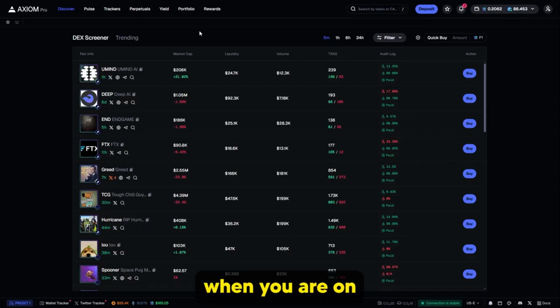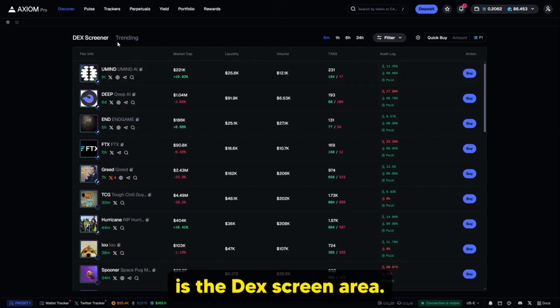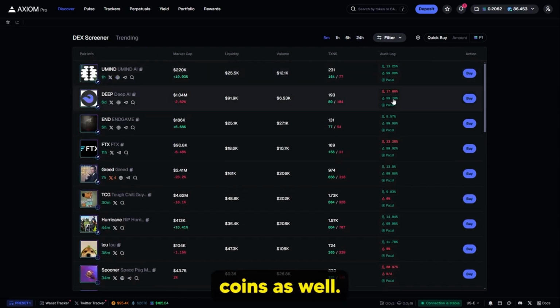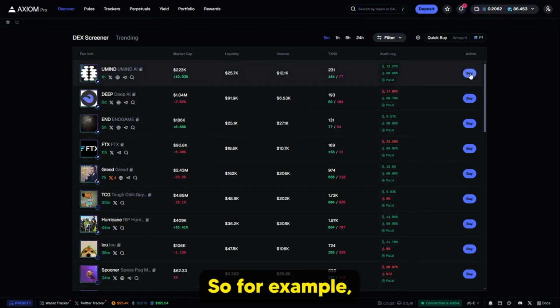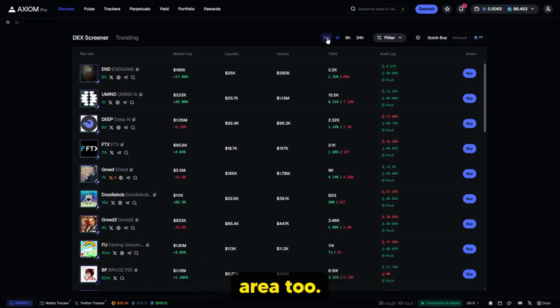So now when you are on this platform, I think it's really important to understand absolutely everything. This right here is the Dex Screener area. This basically shows you coins that are available on Dex Screener. This is really useful because it shows you the recent coins as well. Of course, it's got a quick buy area. So for example, if you want to buy something quickly, you can quickly click buy. It's got the 1 hour area too.